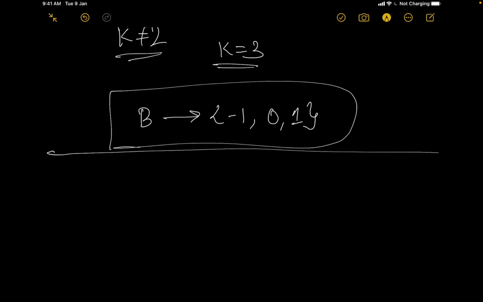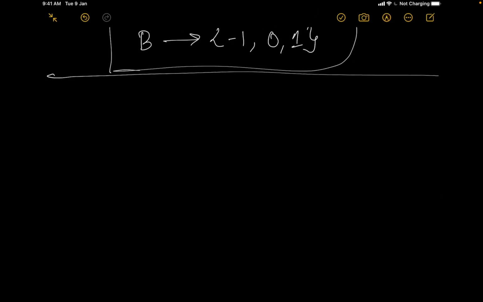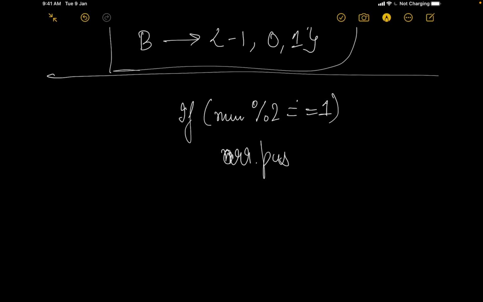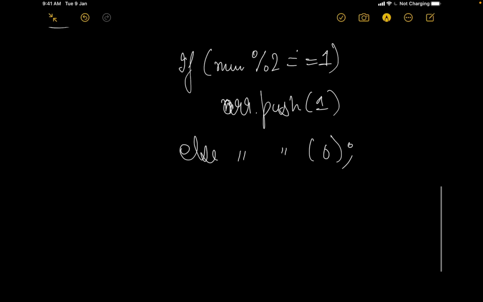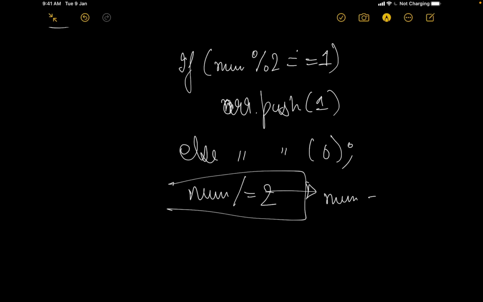So what can be done here? We'll follow a similar strategy to what we do when converting a decimal number into a binary number. When we want to convert a decimal number into a binary number, we check if the number modulus 2 is equal to 1, then we push 1 into the array, else we push 0, and then we reduce the number by writing num equal to num divided by 2. I think this is pretty simple.